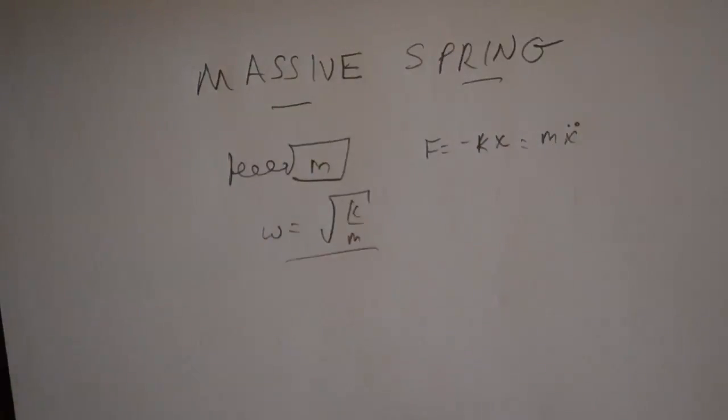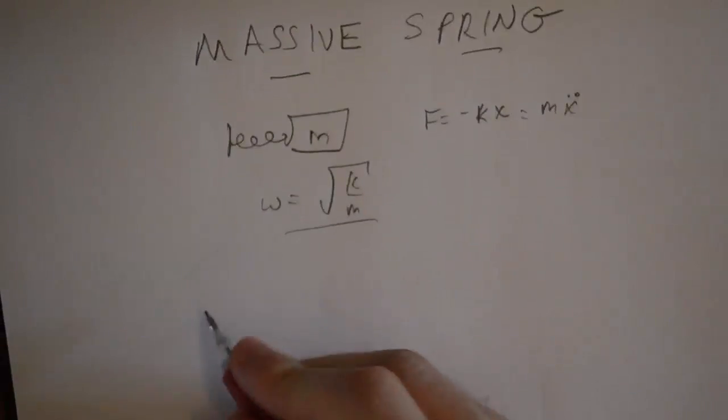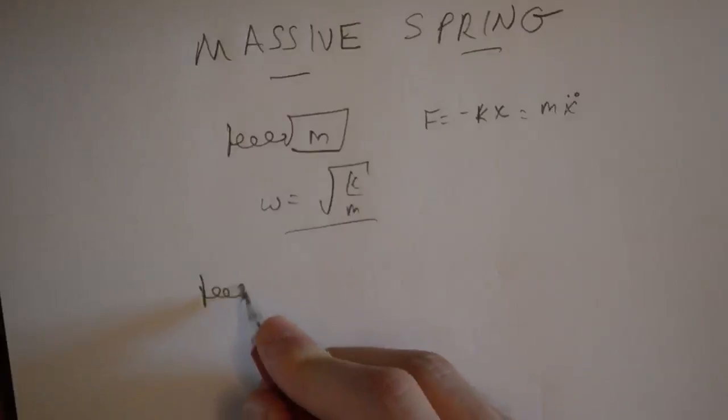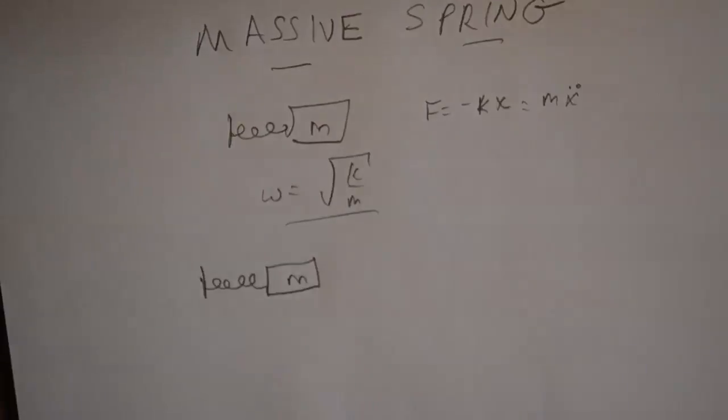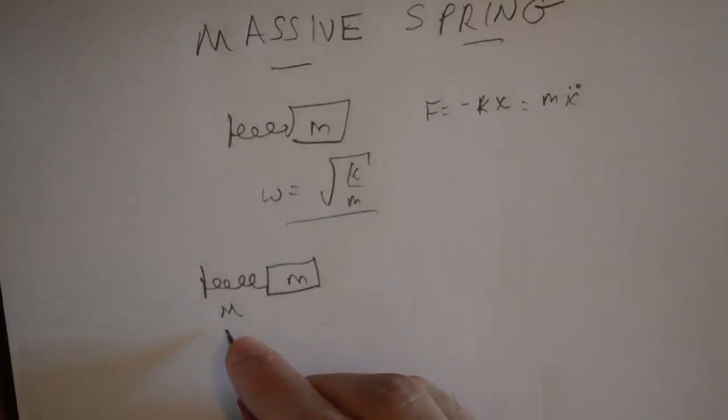Right, now I want to think about the case where we have a spring with a mass at the end of it, but now the mass of the spring is non-zero. It's given by capital M.